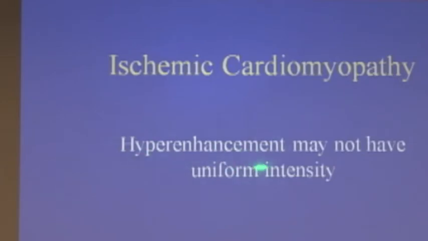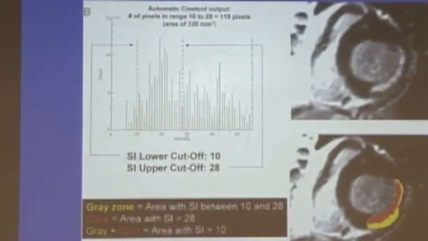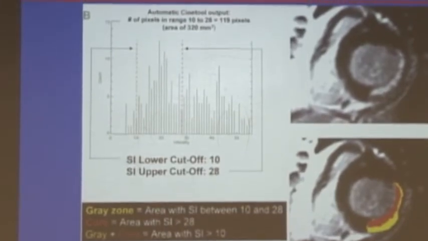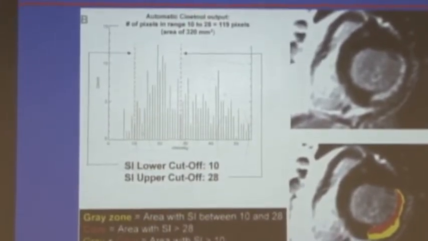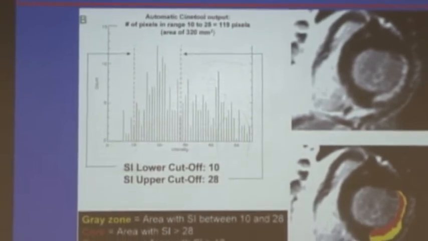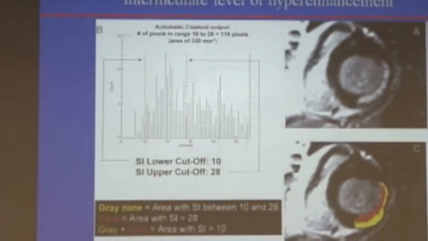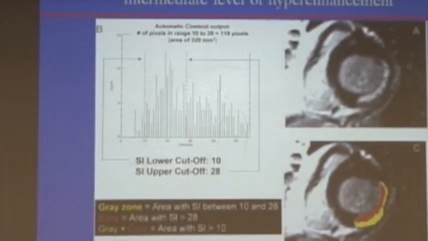Because hyperenhancement generally does not have uniform intensity over all of the hyperenhanced area. Maybe a lot of you have heard this notion of the gray zone, because in ischemic cardiomyopathy, there's an intermediate level of hyperenhancement that often occurs. This is from Schmidt, Kathy Wu, and Joel Lima, done at Hopkins.